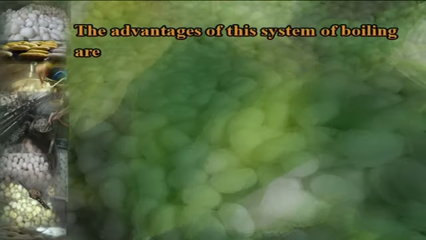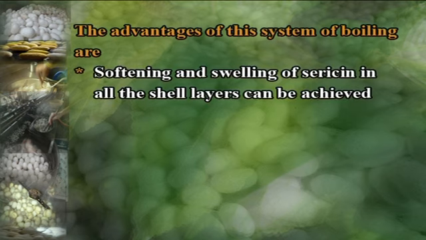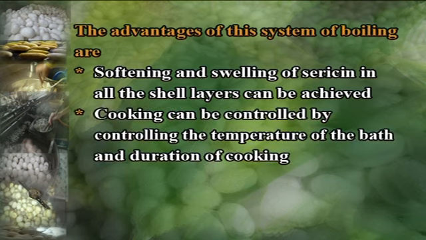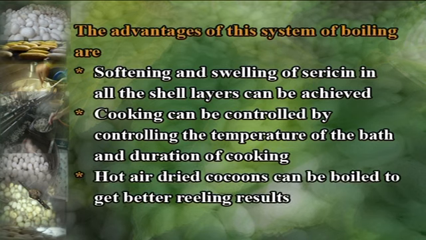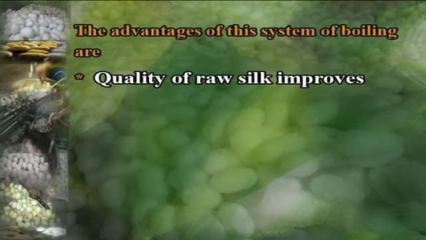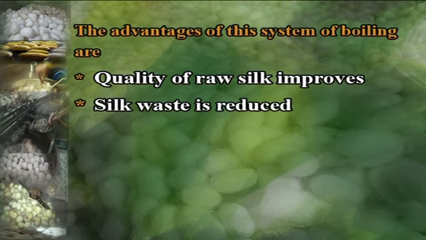The advantages of the system of boiling are: 1. Softening and swelling of the sericin in all the shell layers can be achieved. 2. Cooking can be controlled by controlling the temperature of the bath and duration of the cooking. 3. Hot air dried cocoons can be boiled to get better reeling results. 4. Quality of the raw silk improves. And 5. Silk waste is reduced.